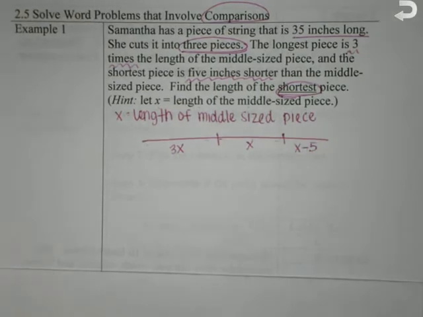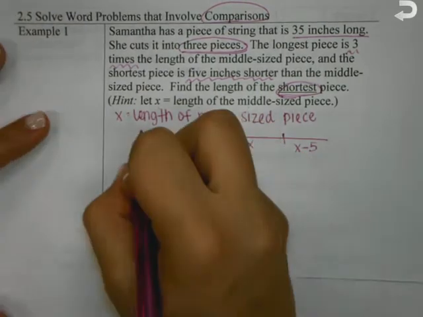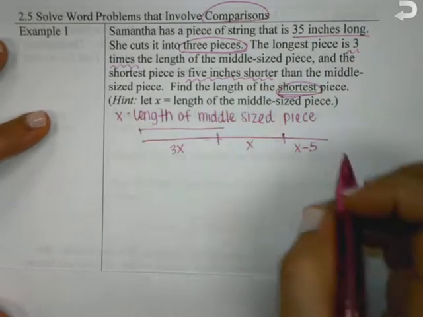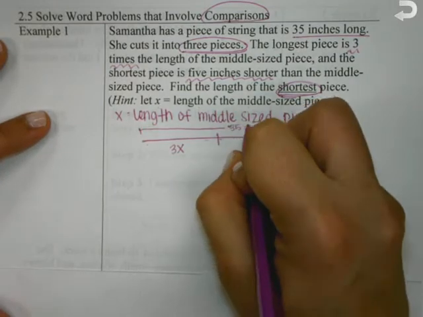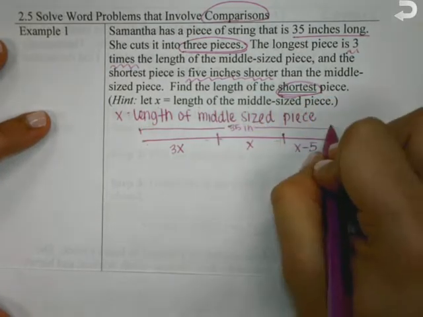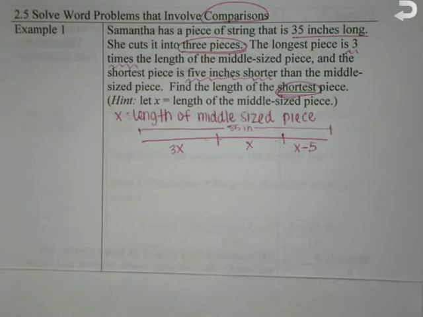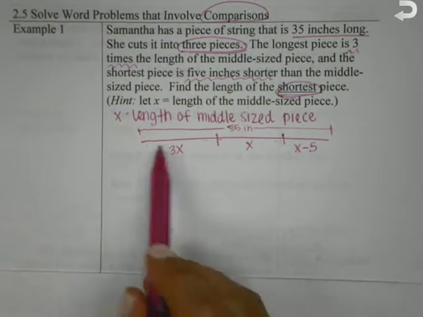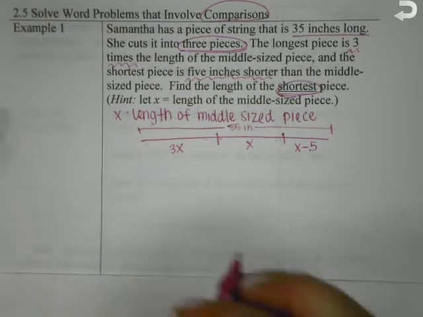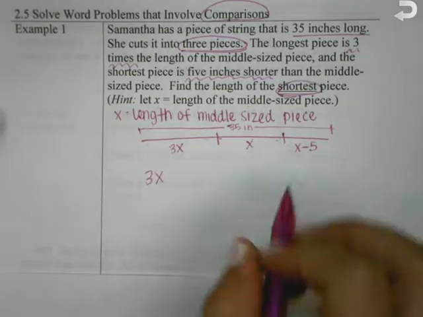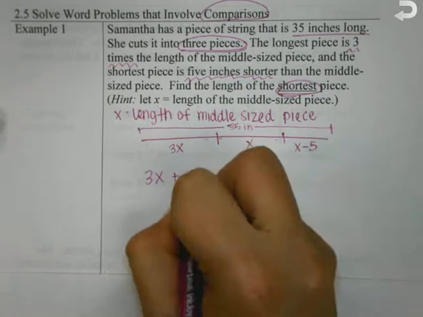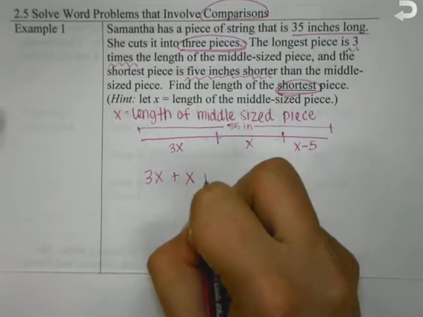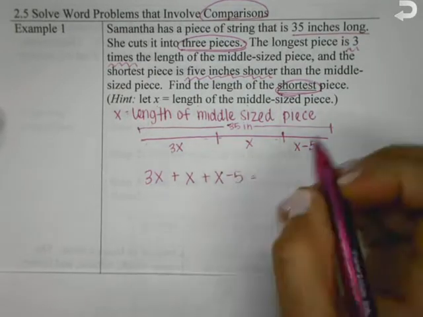What's the length of the whole thing? 35 inches. So let's label the length of the whole thing, 35 inches. So what do you guys think I have to do? We have to add up all the lengths, right? So let's write it out. 3x plus x plus x minus 5 equals 35.